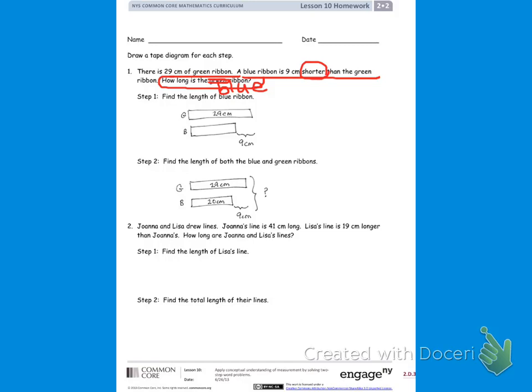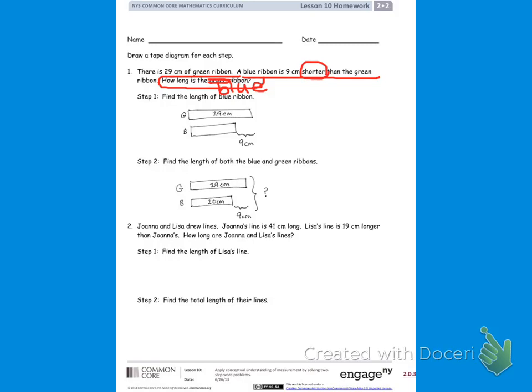Okay, to find the length of the blue ribbon, first we draw a tape diagram. The author has done that by showing a G and a rectangle with the number 29 and the abbreviation centimeters inside of it, because the story tells us that the green ribbon is 29 centimeters. The author drew a rectangle with a B next to it that is shorter than the G because the story tells us that the blue ribbon is 9 centimeters shorter. And that's where the author has illustrated the 9 centimeters in difference.